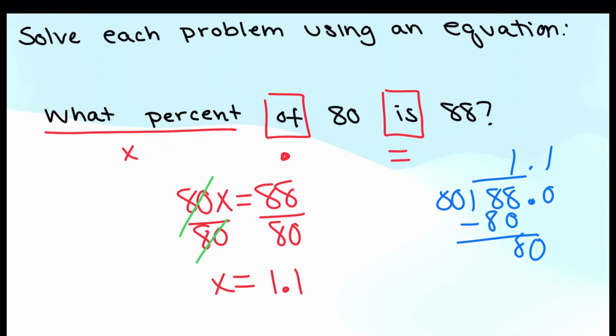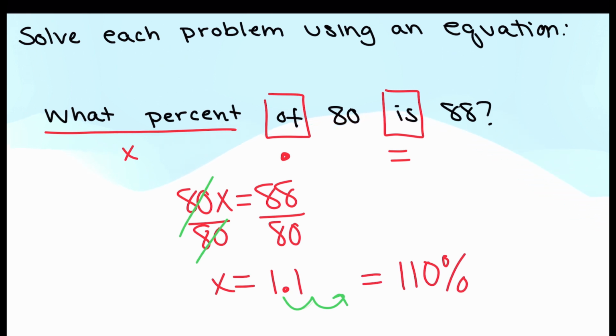And when you use equations to solve these problems, your answer is going to be given to you as a decimal. To convert this into a percentage, we actually have to take that decimal and move it 2 places to the right. So 1.1 turns into 110%. So 80, or I guess it's 88, is 110% of 80.